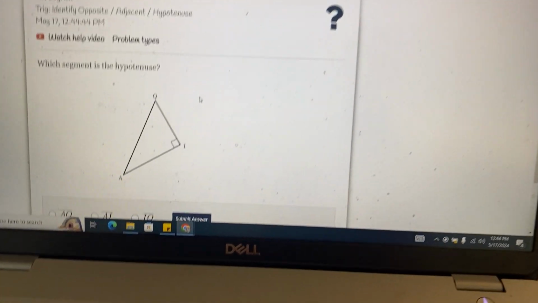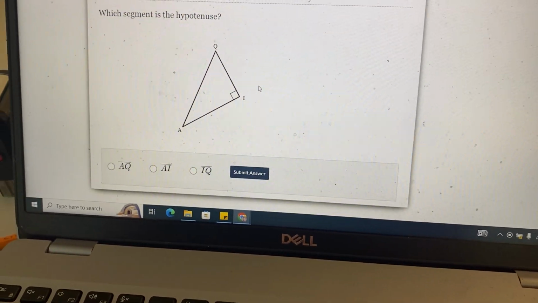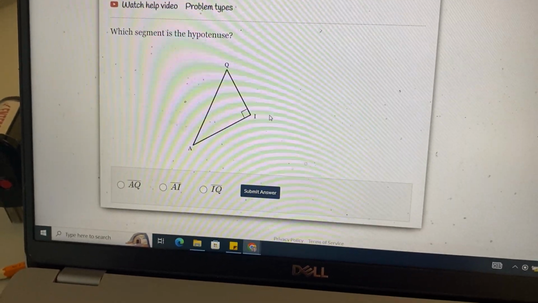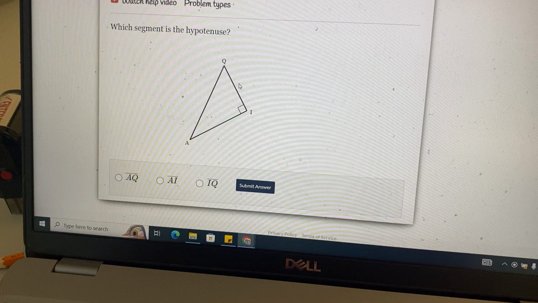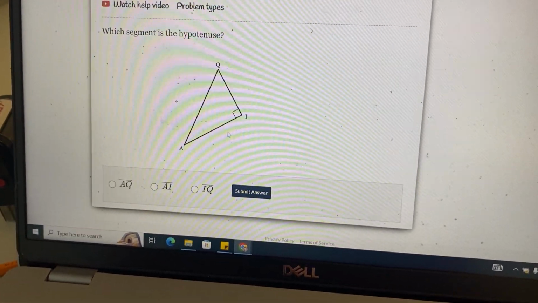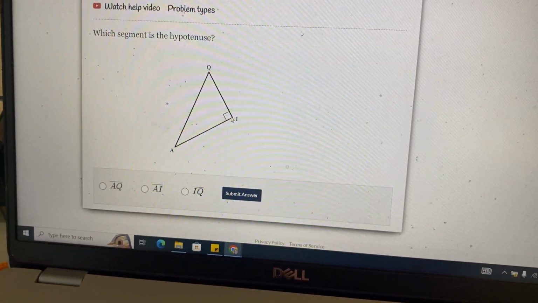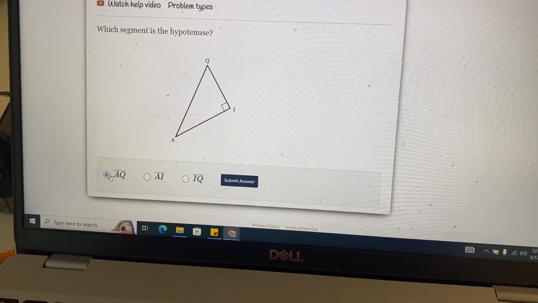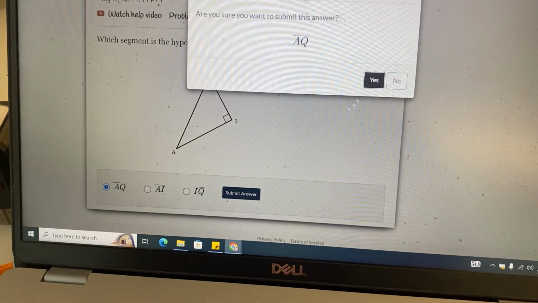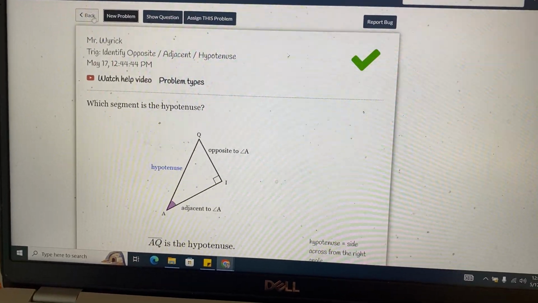First off, trig, identifying opposite, adjacent, hypotenuse. Again, from the angle, you'll just go across. That would be the opposite. The other one touching the angle is going to be the adjacent. Across from the 90-degree angle is going to be the hypotenuse. So this one is kind of self-explanatory, nothing too crazy to look at there. Okay.